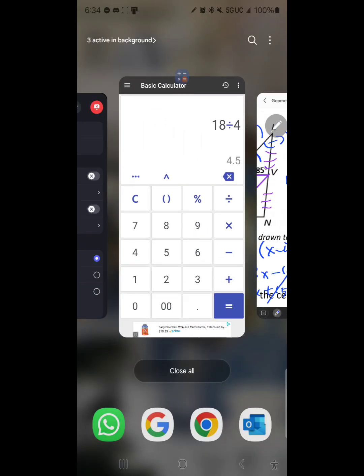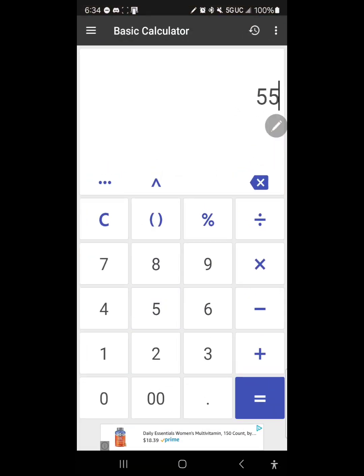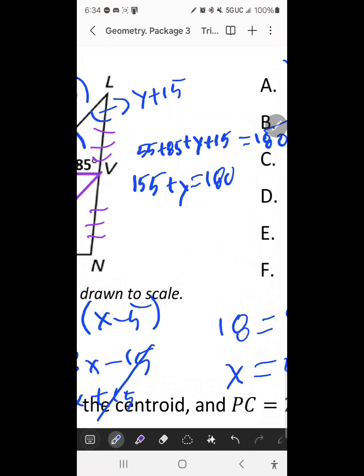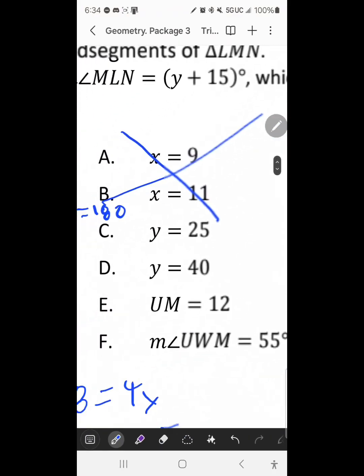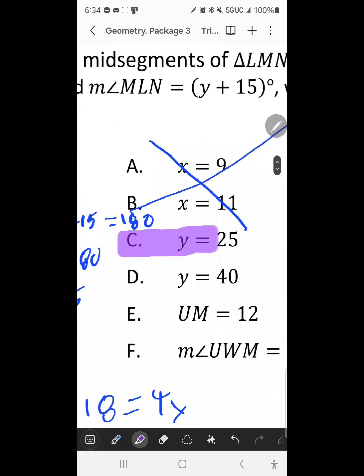Let me just make sure. Yep, 155. Now we subtract 155 from both sides, and I get that y equals 25. 180 minus 155 is 25, so we're fine. This is true. This is not.